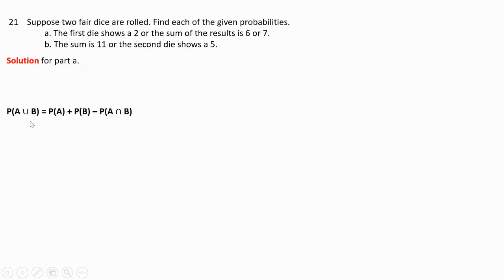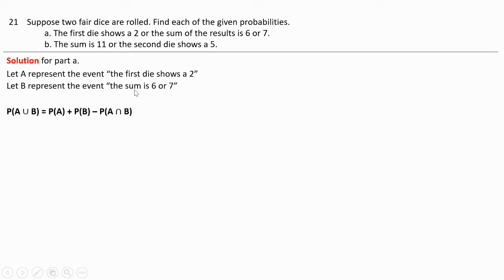Okay? So this is what we're going to be using. The probability of A union B equals the probability of A plus the probability of B minus the probability of A intersect B. So we're going to let A represent the event that the first die is a 2. We're going to let B be the event that the sum is 6 or 7.